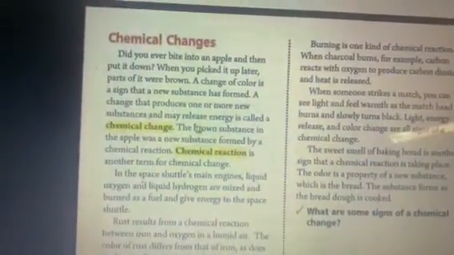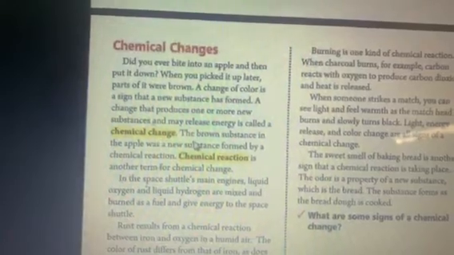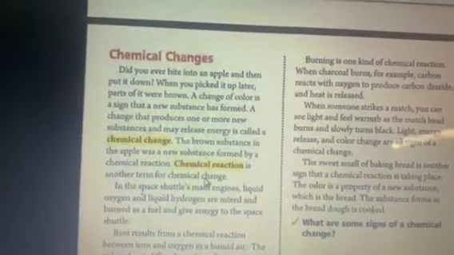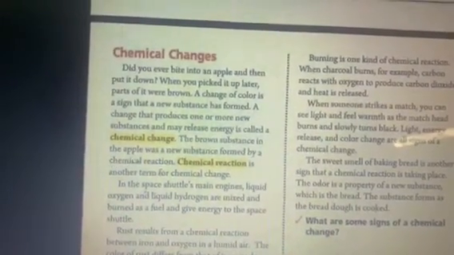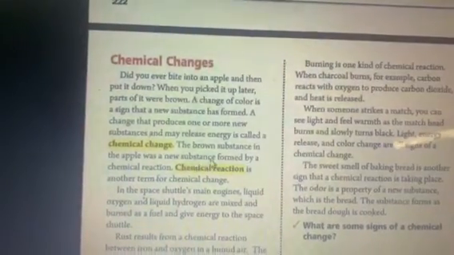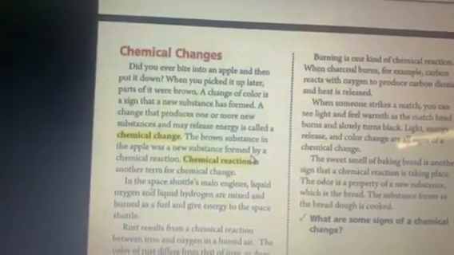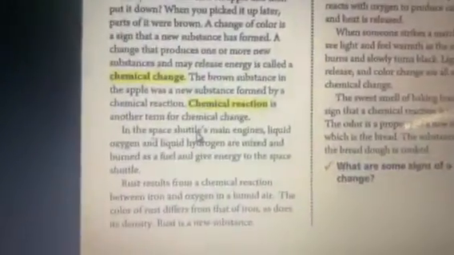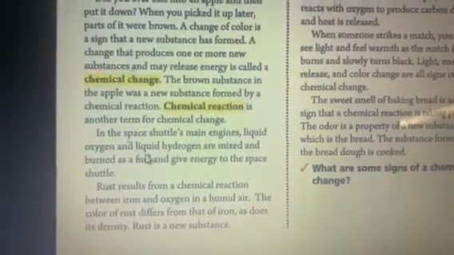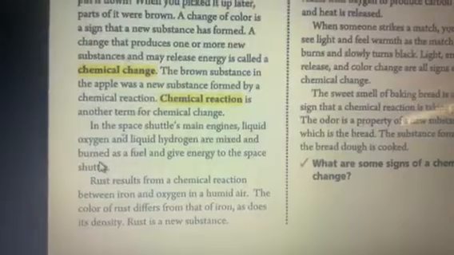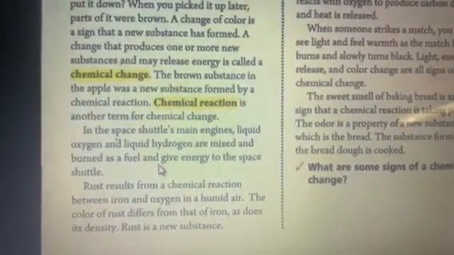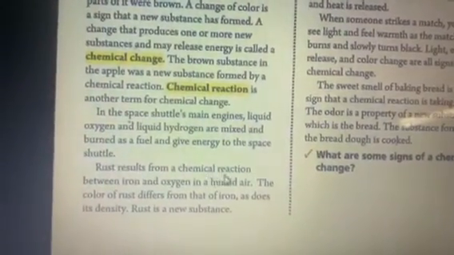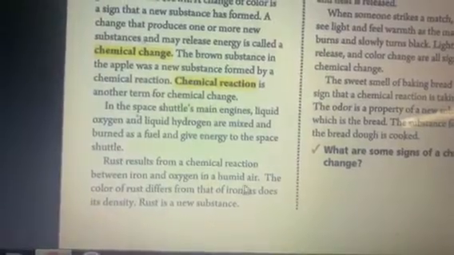So let's see the definition of chemical change or chemical reaction. Chemical reaction is another term for chemical changes, like the brown substance in the apple or in the banana, or we have more examples here. As you see in the space shuttle's main engines, liquid oxygen and liquid hydrogen are mixed and burn as a fuel and give energy to the space shuttle. Also, rust results from a chemical reaction between iron and oxygen in humid air.